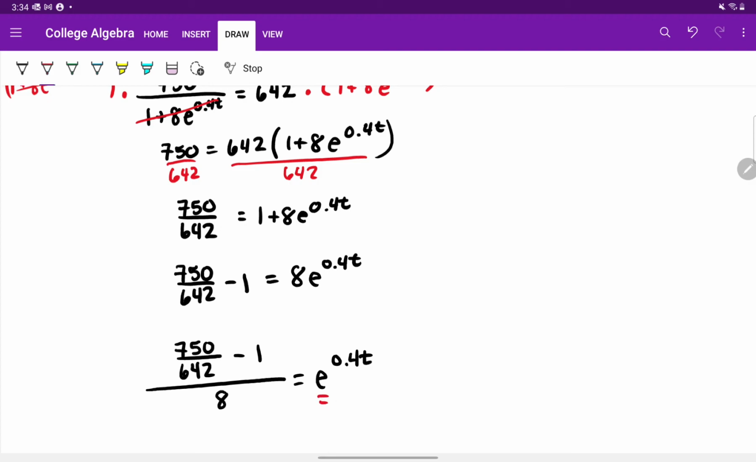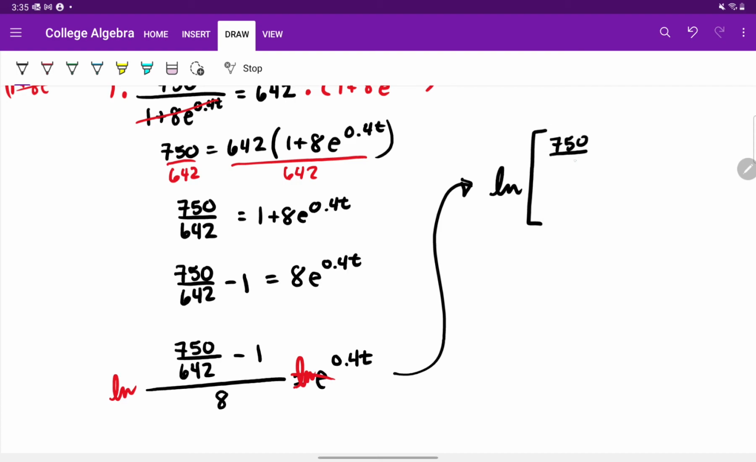Now that we have this exponential all isolated, it is time to take the natural log of both sides. So natural log of the right, natural log of the left, and over here on the right, the natural log and the e will cancel. So I'm going to move up here because I'm running out of space. Now we have the natural log of this big, awful fraction, 750 divided by 642 minus 1 over 8, equals 0.4t. And the final step to getting that t all by itself is to divide both sides by 0.4.